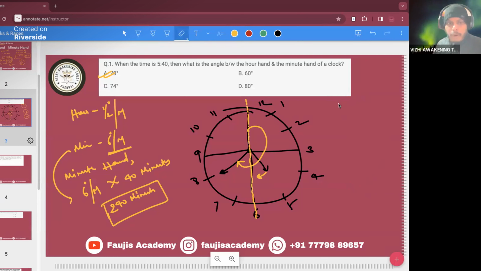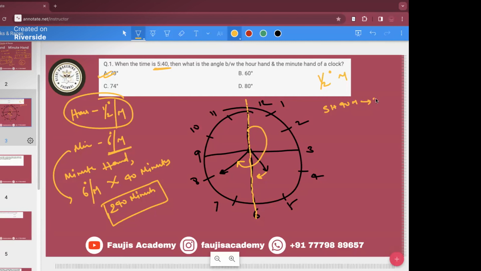So what did we find out? That our hour hand subtends half a degree per minute. So the time is how much? 5 hours and 40 minutes. That means how many minutes has it traveled? 60 into 5, or 6 into 5? 340. 340 minutes.